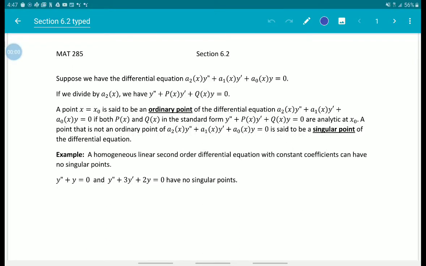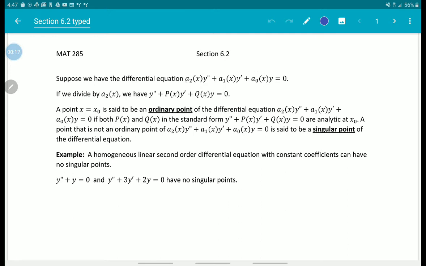So we're building up to solving a second order differential equation in terms of power series, but we need to go through some theory and definitions first. So suppose we have a differential equation. Notice this is second order and it's written this way.